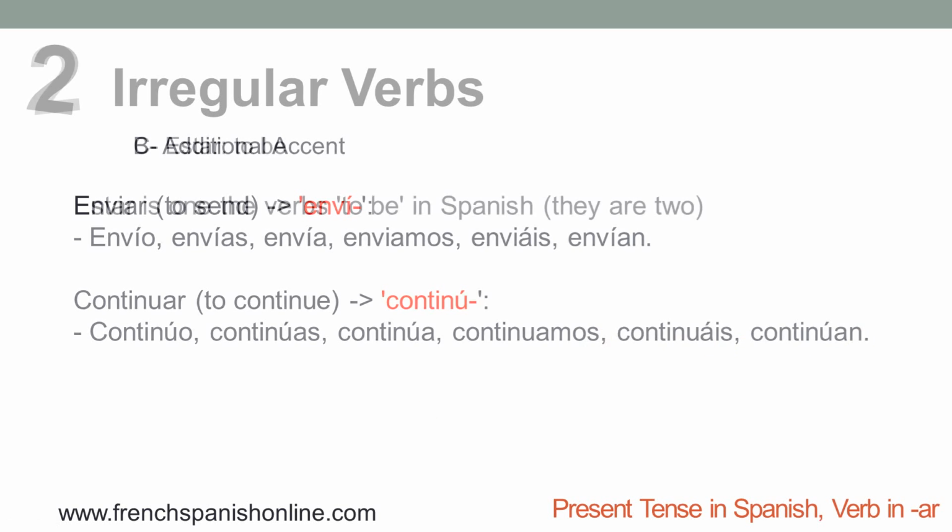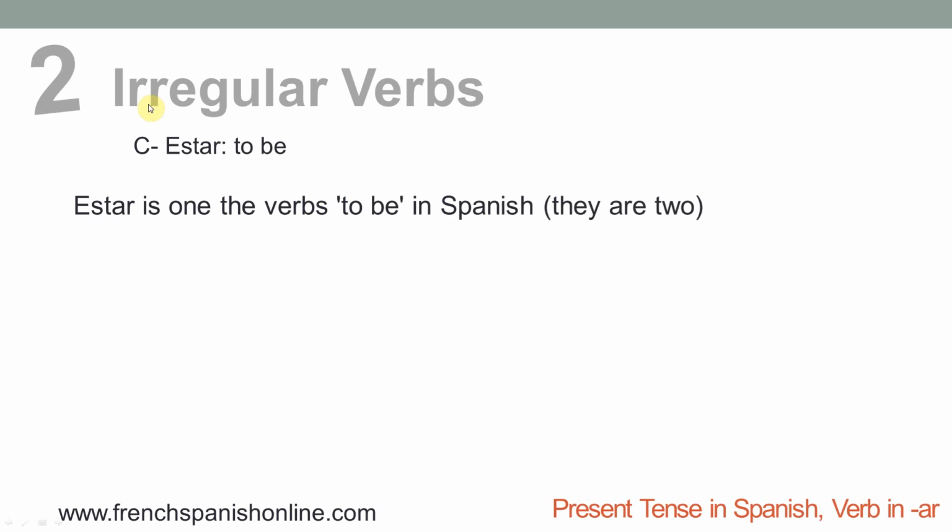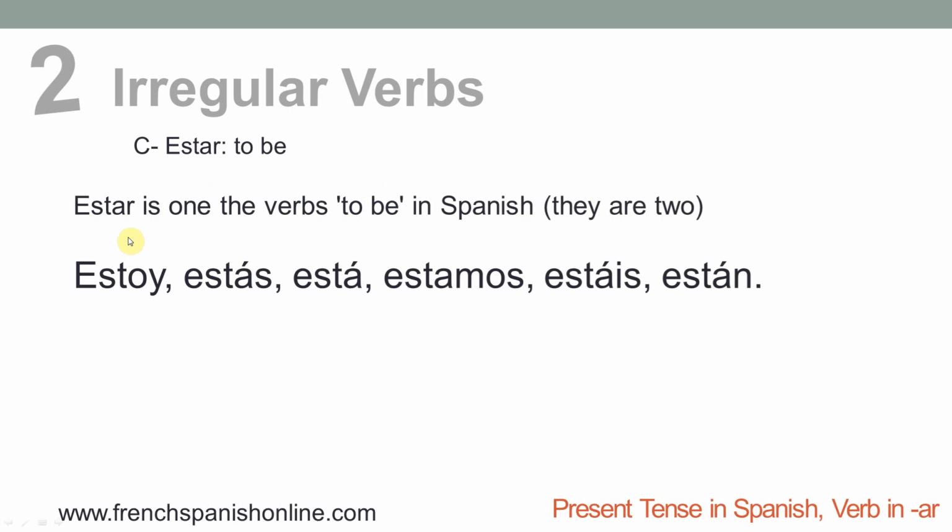Finally, the last irregular verb we are interested in is the verb estar, one of the verbs to be. Estar is one of the verbs to be in Spanish, because actually we have two verbs to translate to be, and we are going to see the second one in the second lesson. Here the conjugation of this verb is irregular and important, because you know that to be is a very important verb. So we say estoy, estás, está, estamos, estáis, están.